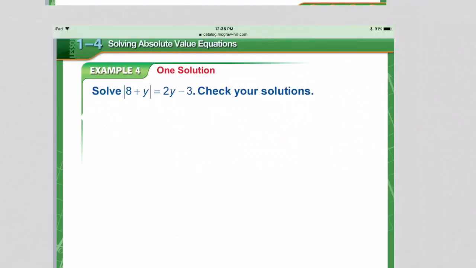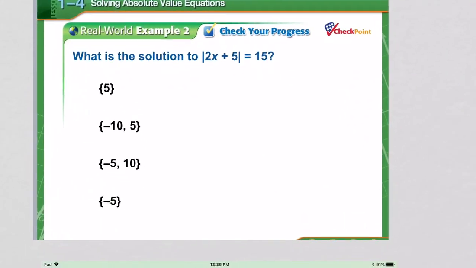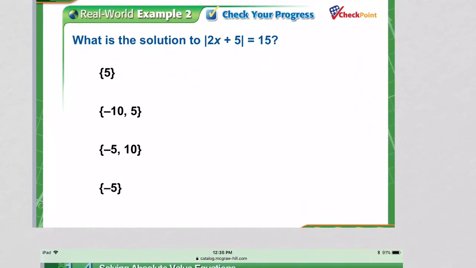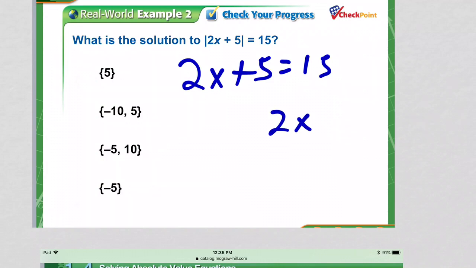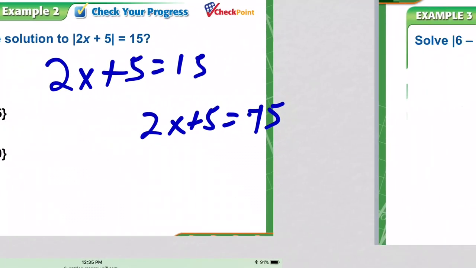Now let's see if you can try it. Okay, so on this one, if you weren't getting the right answer, please remember, we need to set it up as 2x plus 5 equals 15, and 2x plus 5 equals negative 15. So do not forget that.